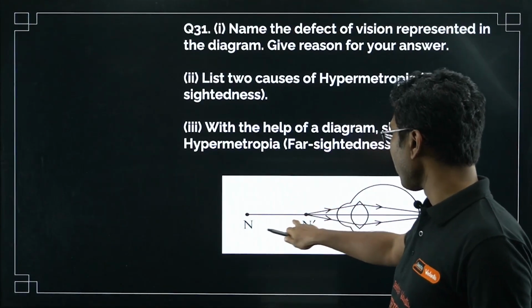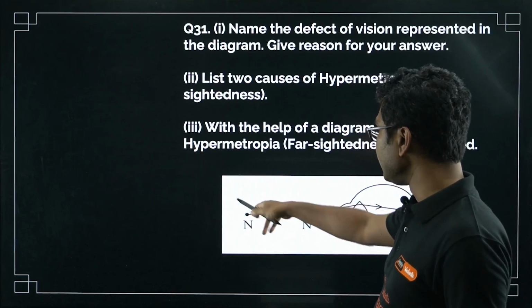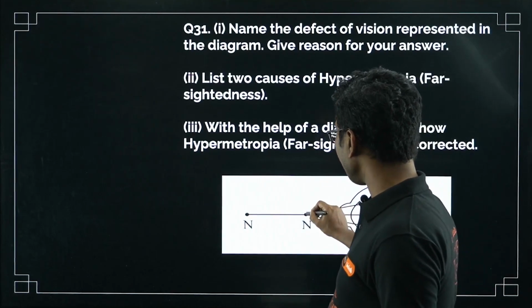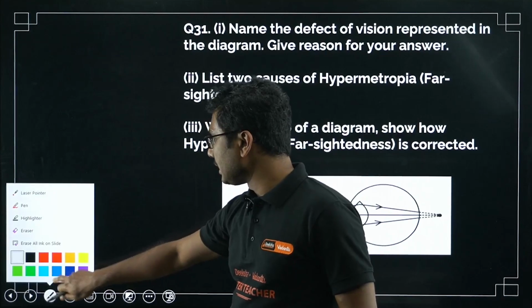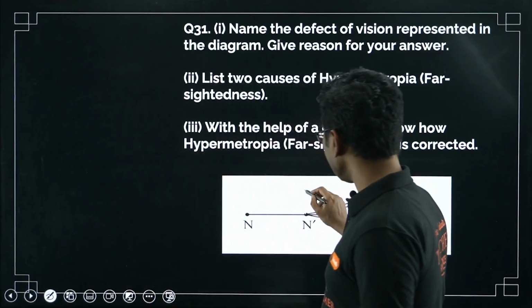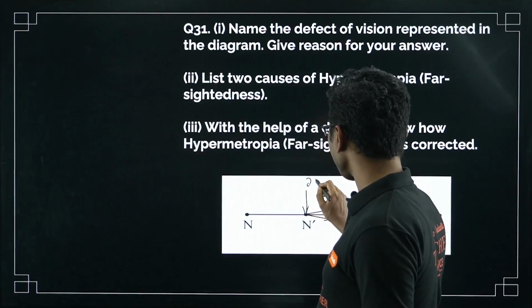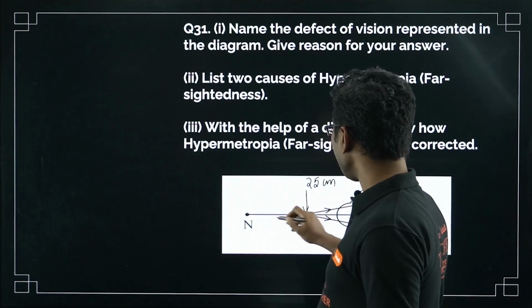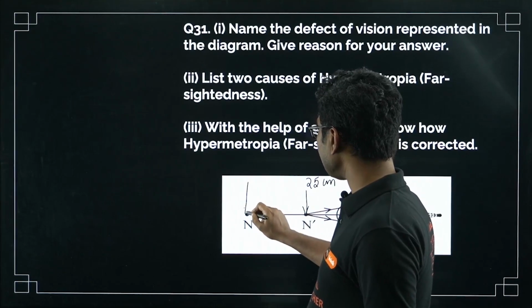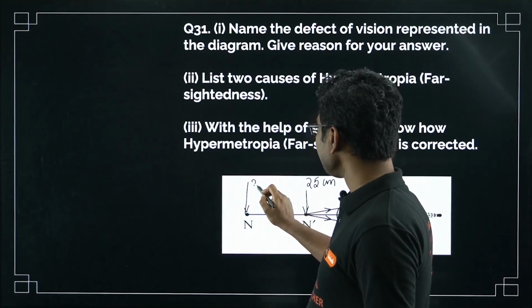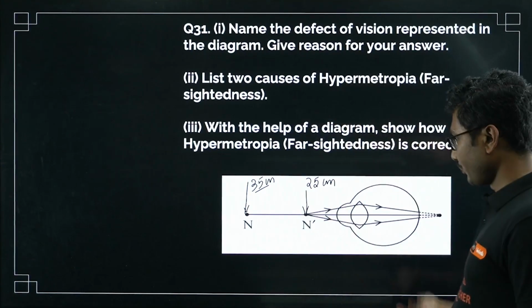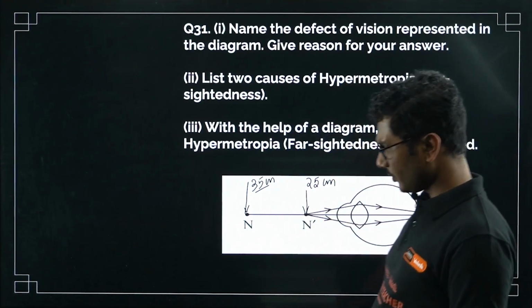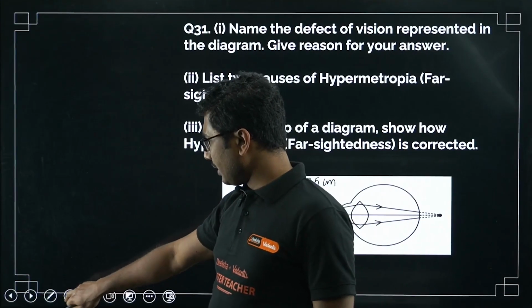This is the normal near point. For a normal, standard human eye, he can see objects here. So this is the 25 centimeter distance, but it is receded to another distance greater than, say, 35 centimeter. This is not an exact value, say, so it is receded away, right?